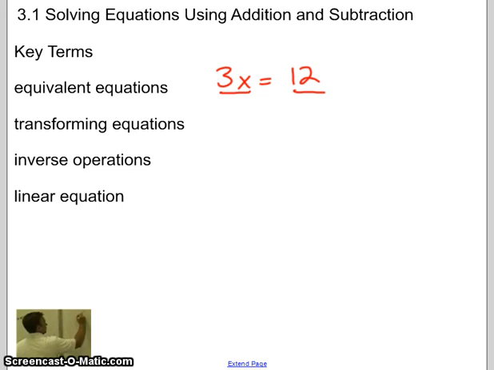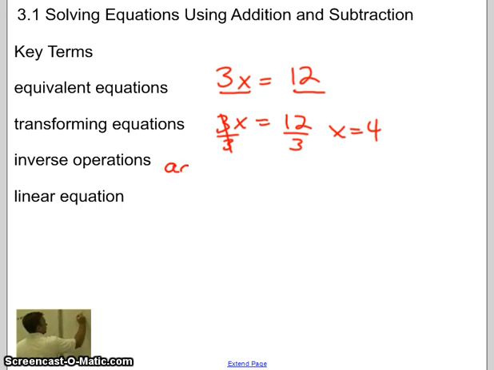Transforming equations. With transforming equations, we're going to do stuff to different equations in order to solve for a variable. Like this equation, and what we're going to learn about this equation here, 3x equals 12, is that we're going to be able to divide 3 on both sides in order to solve for x.